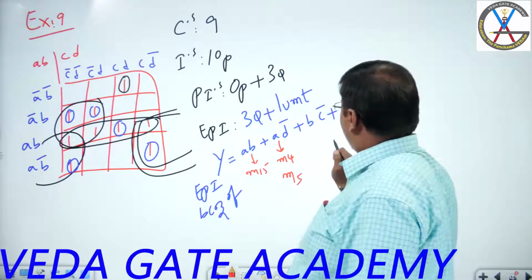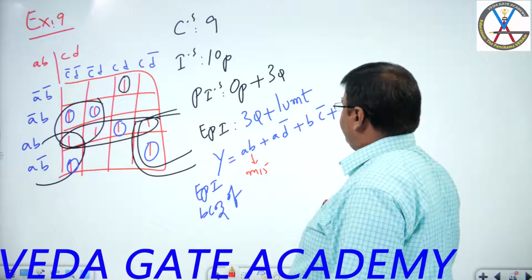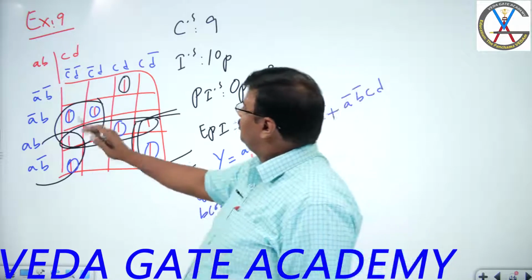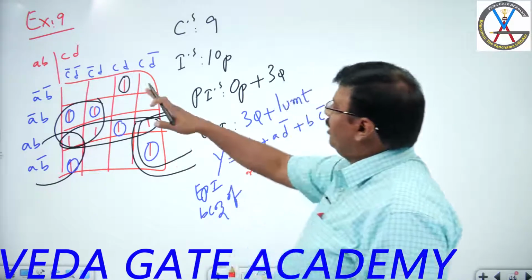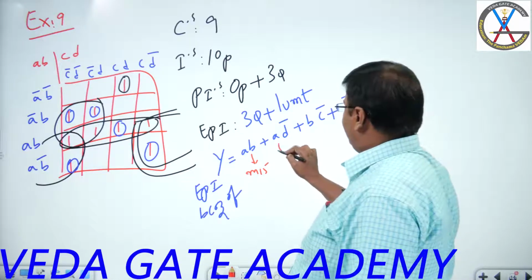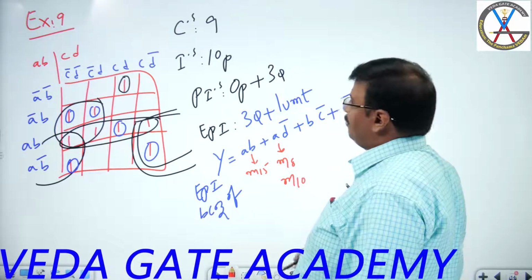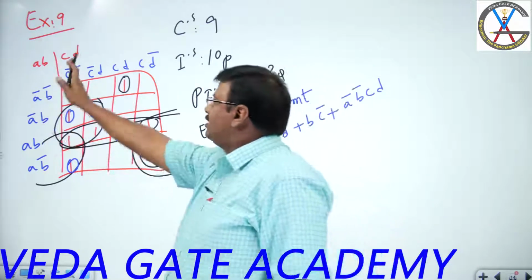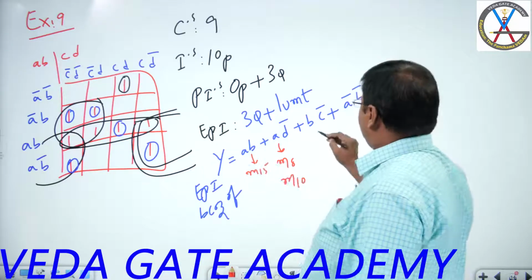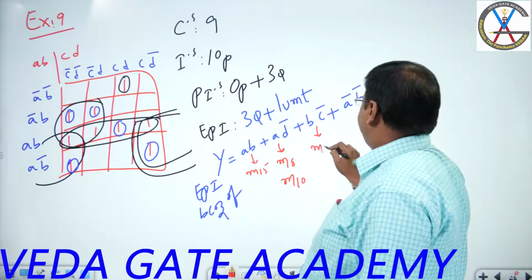AD bar. Oh, sorry. AD bar is this, right? So, left and right, AD bar. AD bar is because of 8, 9, 10, 11, minterm 8, minterm 10. BC bar, that left one. So, BC bar is unique because of 4, 5, M4, M5.